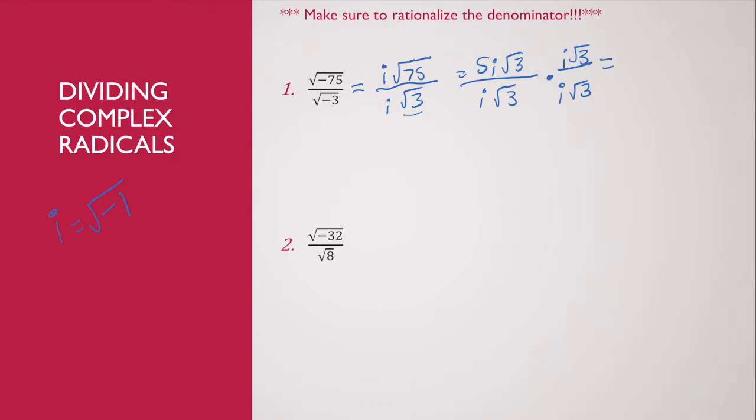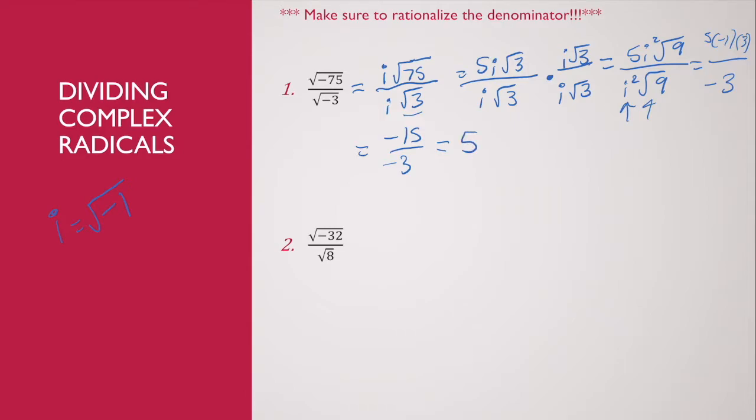I'm going to get 5i squared square root of 9 over i squared square root of 9. That's going to give me a negative 1 times 3, which is a negative 3. This is giving me 5 times negative 1 times 3, so that would give me a negative 15 over negative 3. The correct answer is 5.